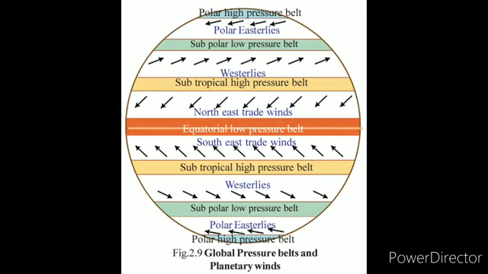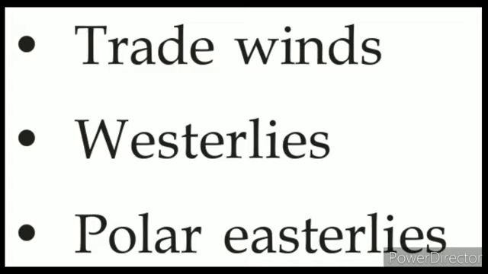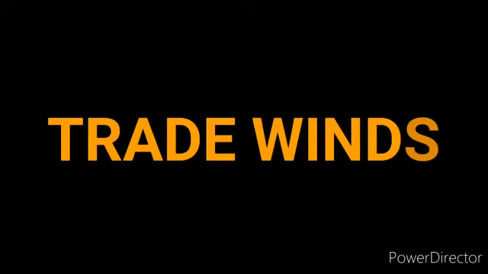Three important planetary winds. They are trade winds, westerlies, and polar easterlies. Find out the pressure belts. There are three planetary winds. They are trade winds, westerlies, and polar easterlies. One, trade winds. Look at the picture.